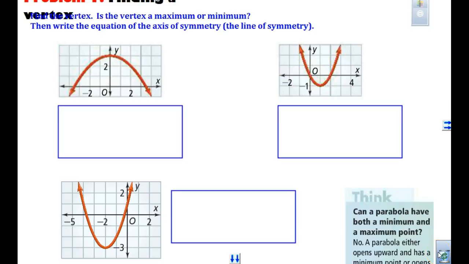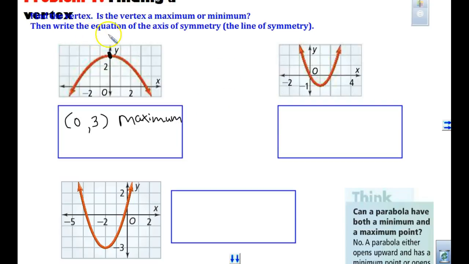So, top of the next page in your notes, top of page 2, it says, find the vertex. Is the vertex a maximum or minimum? So we're looking at all our answers. First thing we need to tell is our vertex. Our vertex is always going to be an ordered pair. The first one is at (0, 3). Since the parabola is going down, we would say this is a maximum.